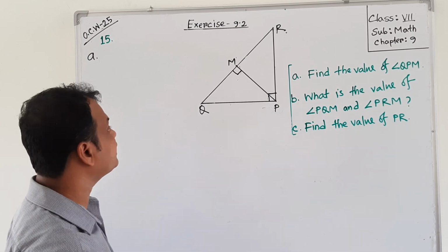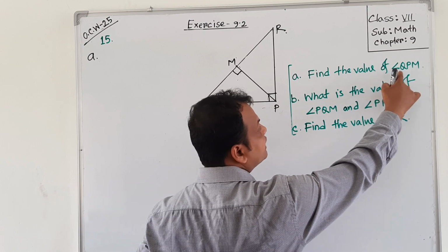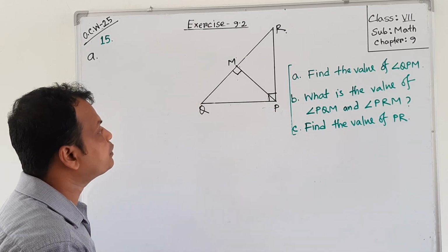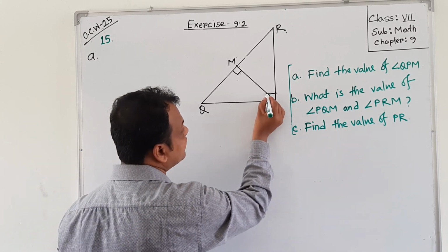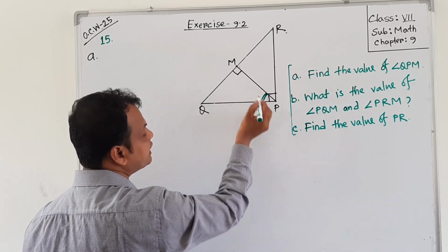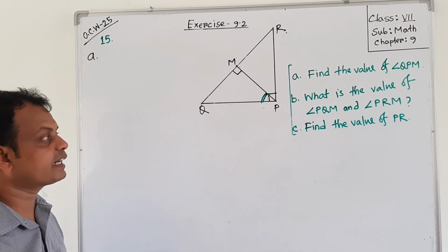Now we will start writing. In A number question, we have to find the value of angle QPM. So QPM, that means we have to find the value of this angle. This angle's value we have to find. So how can we find the value of this angle?